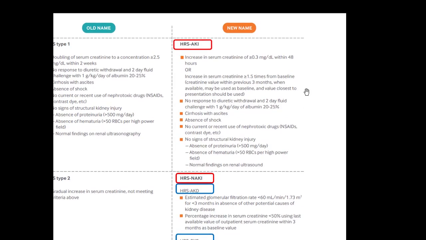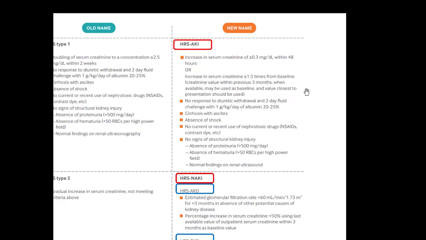Now better? Right. So for HRS AKI, it is actually now based on the KDIGO guidelines. So there should be an increase in serum creatinine of more than or equal to 0.3 milligrams per deciliter within 48 hours, or there should be an increase in serum creatinine of more than 1.5 times from the baseline. And the creatinine value within previous 3 months should be taken when available and may be used as the baseline. And you should take the value which is closest to the presentation.